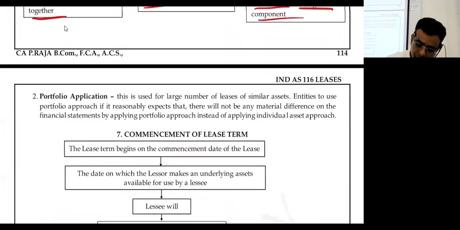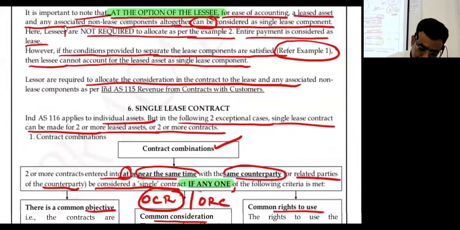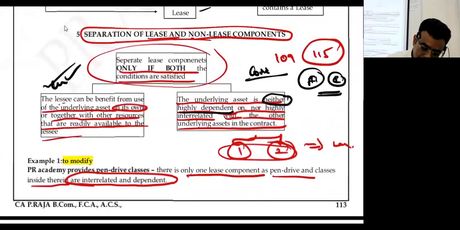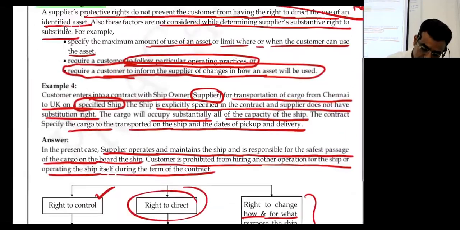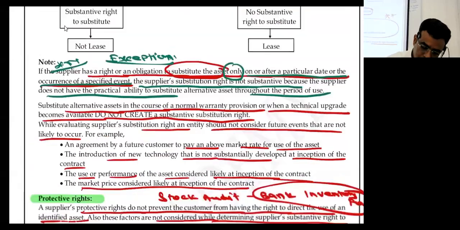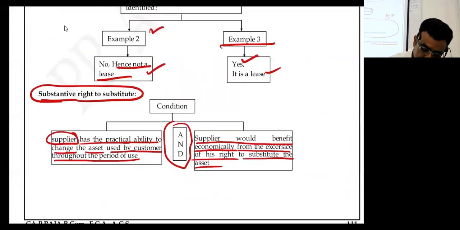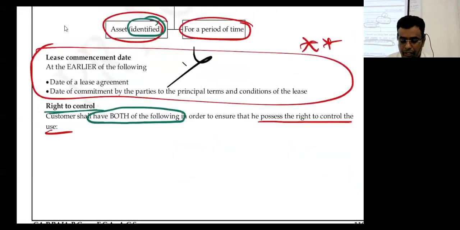So the commencement is given here. Here it has to be removed. Lease, this can be removed here. So it is given. Okay.